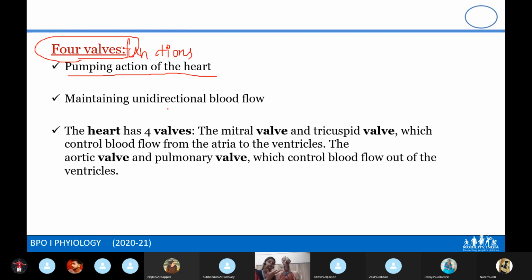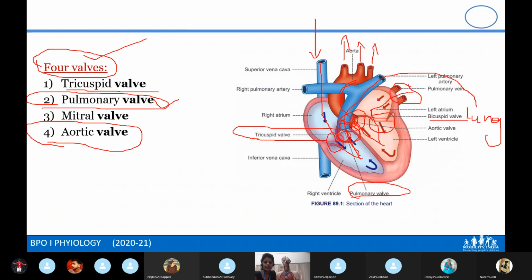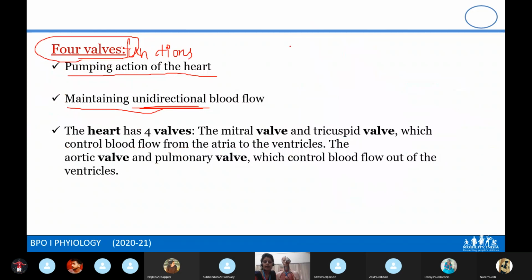So if the pumping, which means the circulation process, should happen, then valves are very important. Valves are a major part of the circulatory system and heart structure, because they help in the mobilization of the blood within the heart for the pumping. The second is maintaining unidirectional flow of blood, very important. You see here, blood is unidirectional. Unidirectional means blood is passing in a single direction.